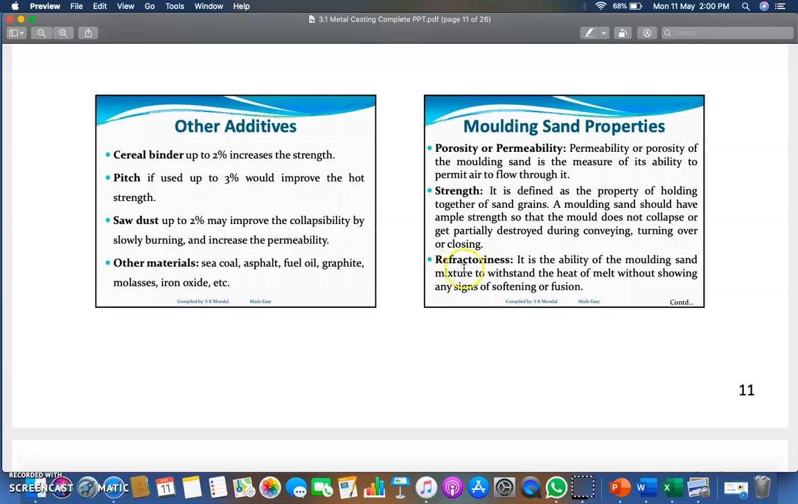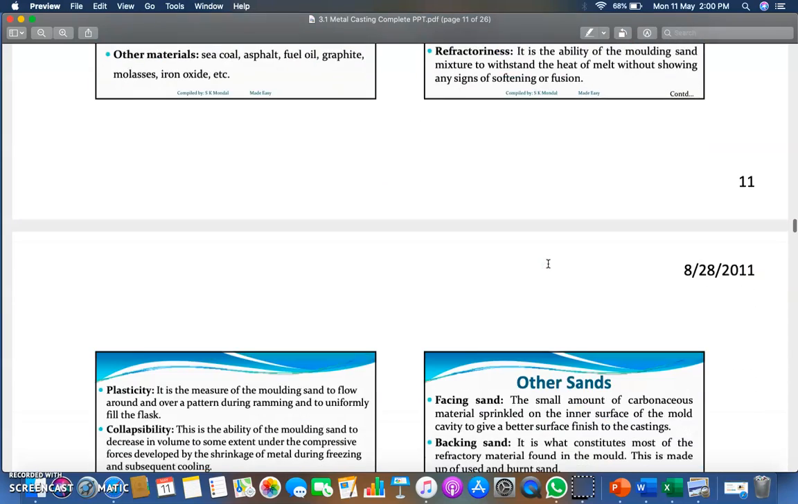Next is refractoriness. It is the ability of the molding sand mixture to withstand the heat of the molten metal which you are going to pour with the help of a ladle or sprue, without showing any sign of softening or fusion. It should not fuse with the molten material, because ultimately that will be a quality defect. So refractoriness should be there in the molding sand.